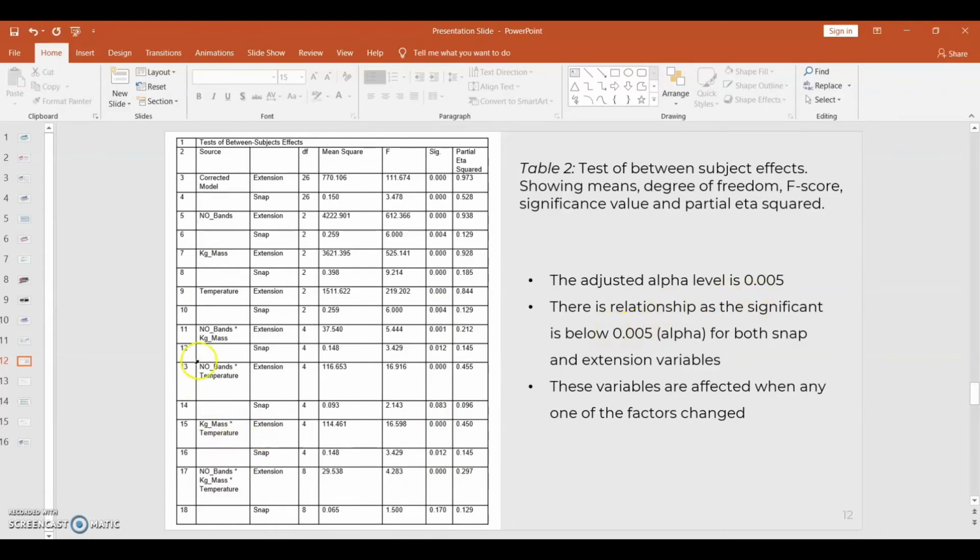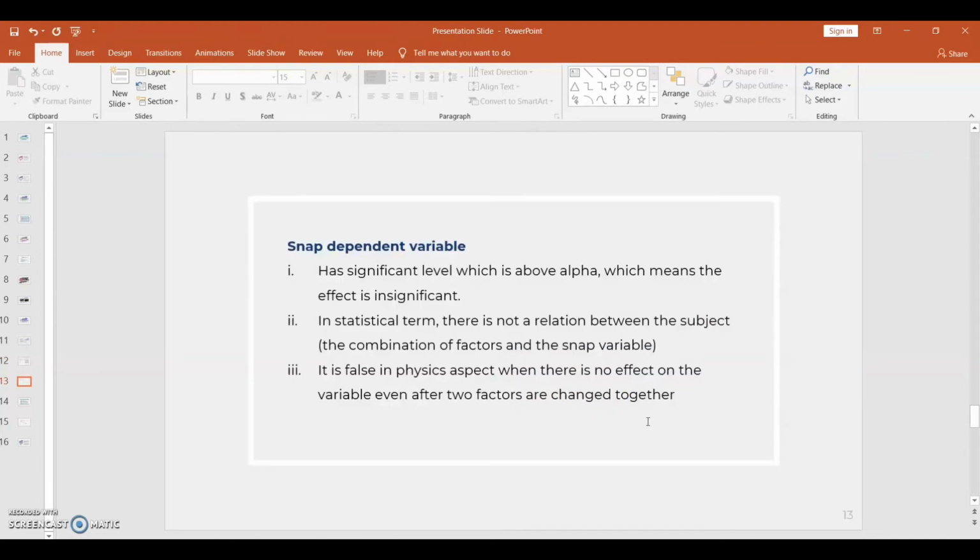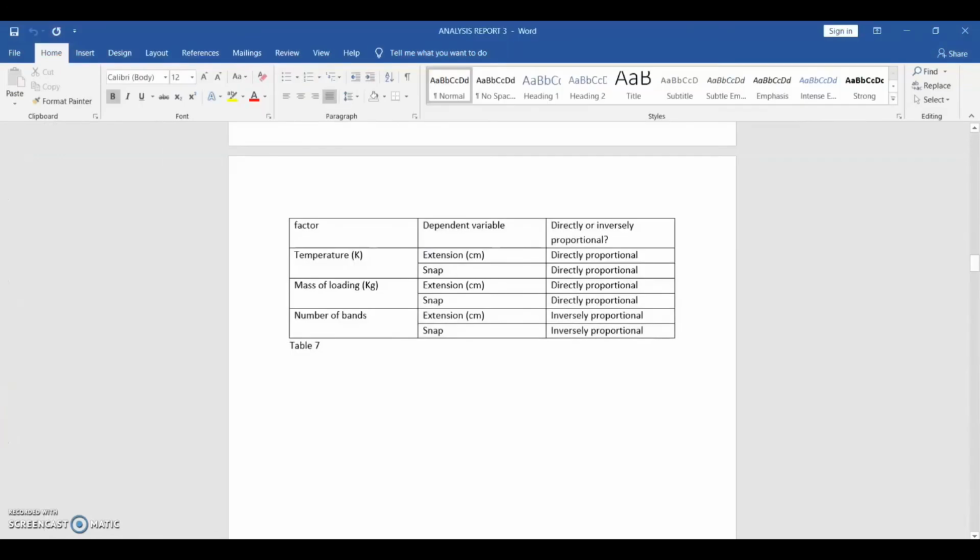Now, for these snap subjects which do not have a relationship with each other, it's actually wrong from the physics perspective. A possible reason for this is there's not enough data to show that there is a relationship between these subjects, or simply put, that some of the subjects are inversely proportional to each other. For example, over here, which is the summary of the relationship that we got from our MANOVA test, it shows that the temperature is directly proportional to the extension and snap. Same thing with the mass of loading, but the number of bands is inversely proportional to the dependent variables. Hence, it might be a reason why it does not detect a relationship. This table agrees with the physics terms.